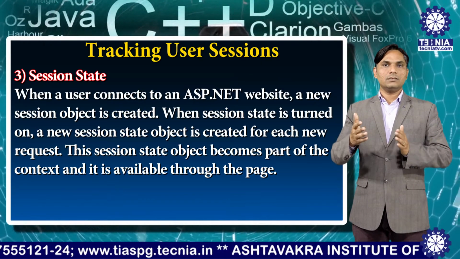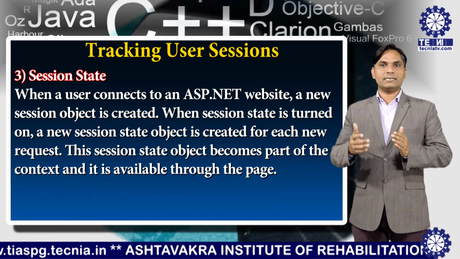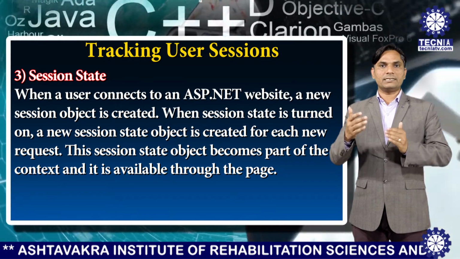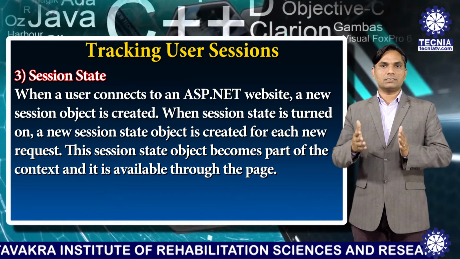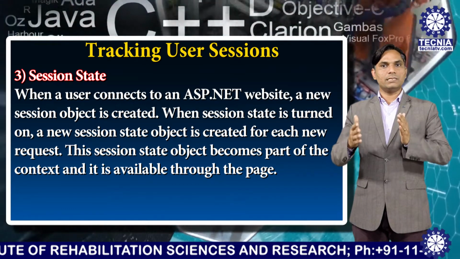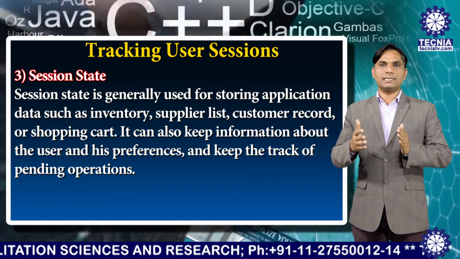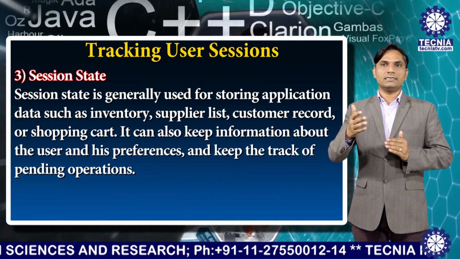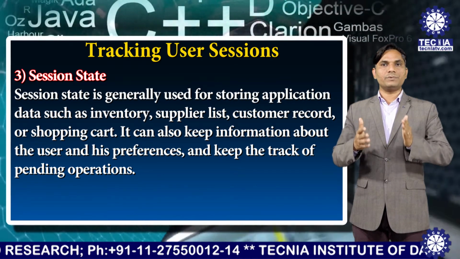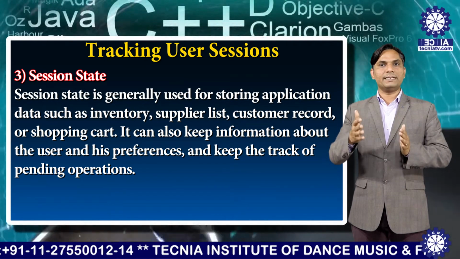Third, session state. When a user connects to an ASP.NET website, a new session object is created. When session state is turned on, a new session state object is created for each new request. This session object becomes part of the context and it is available through the page. Session state is generally used for storing application data such as inventory, supply list, customer record or shopping cart. It can also hold information about the user and his preferences, and keep track of pending operations.